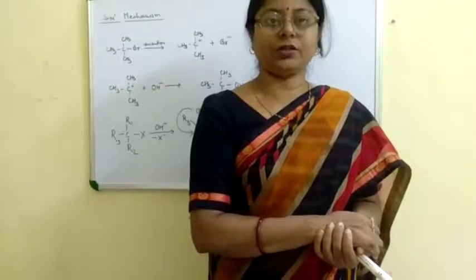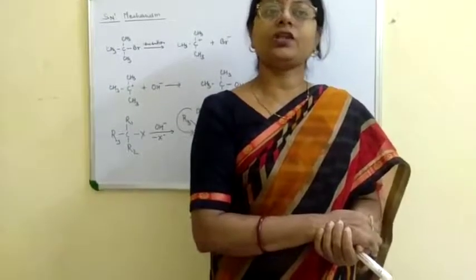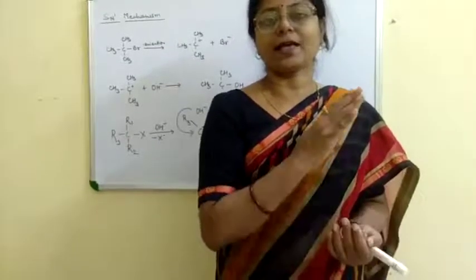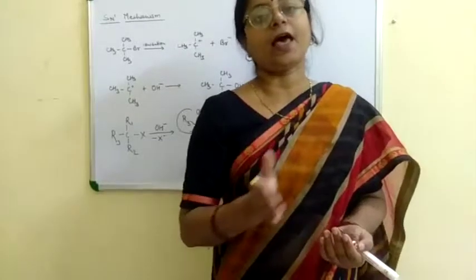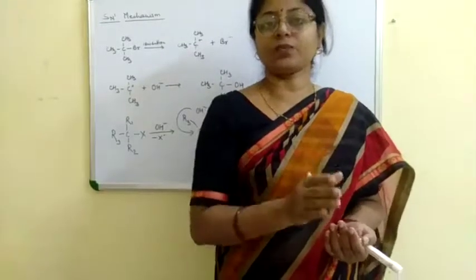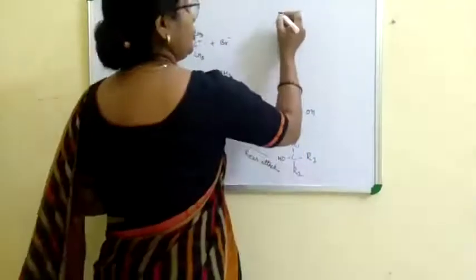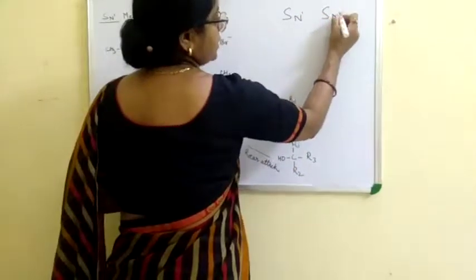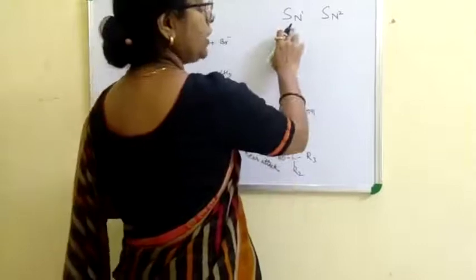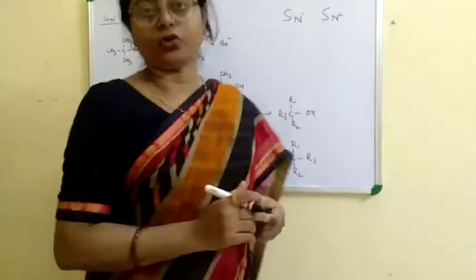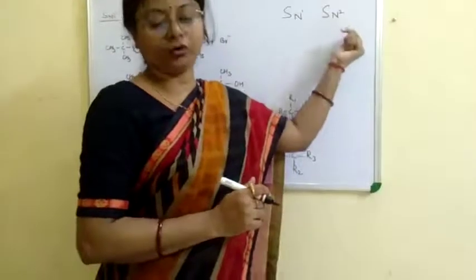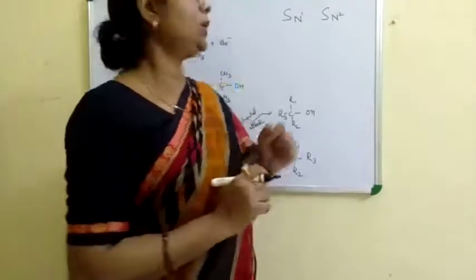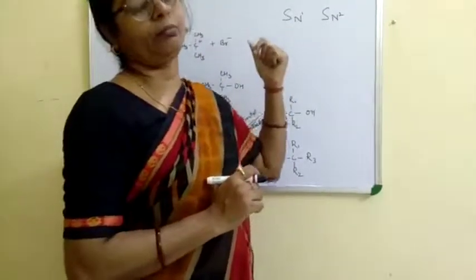Nucleophilic substitution reactions are generally represented by SN reactions, as SN1 reaction or SN2 reaction. S stands for substitution and N for nucleophilic, and 1 or 2 represents whether it is unimolecular or bimolecular. If 1, then unimolecular; if 2, then bimolecular. Now I am going to teach you the SN1 reaction mechanism.